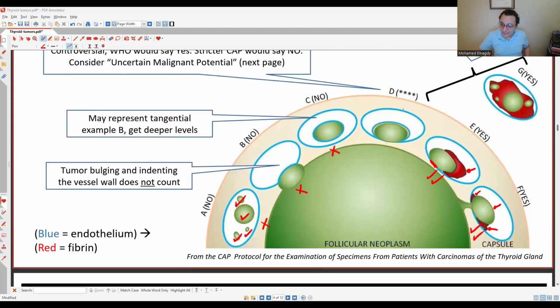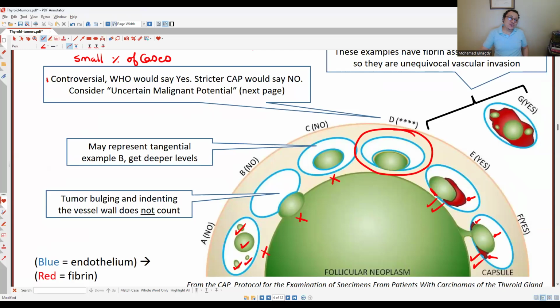Look at this. See this D? D is saying it's controversial. WHO says yes. CAP would say no. So they will start fighting.